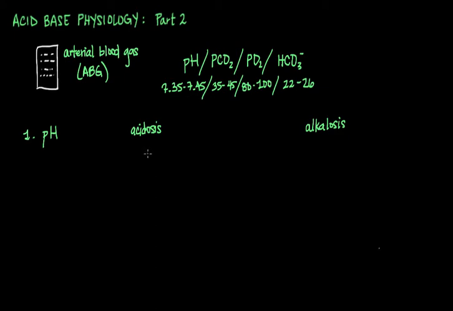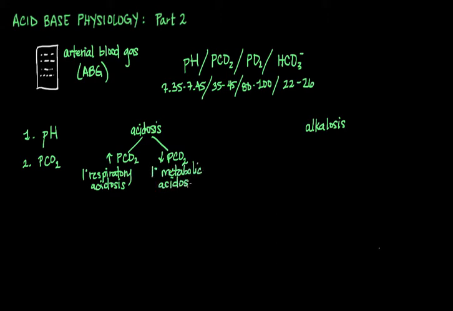The next step is to look at the PCO2, or the partial pressure of carbon dioxide. And this is to determine if the acidosis is due to respiratory acidosis or metabolic acidosis. If the PCO2 is higher than normal, then they have a primary respiratory acidosis. In other words, their acidosis is due to a buildup of carbon dioxide in their blood. If the PCO2 is lower than normal, though, then the acidosis can't be explained by increased carbon dioxide in the blood. It is therefore a primary metabolic acidosis.